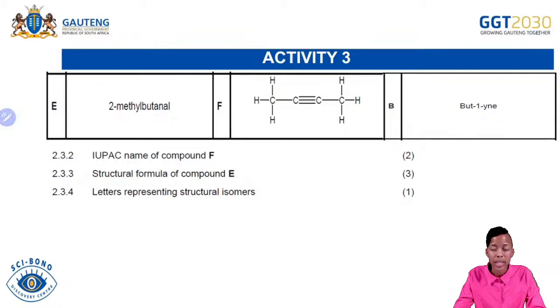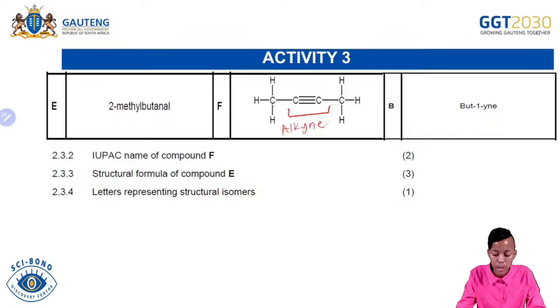You need to write down the IUPAC name of compound F. Before you write down the name of compound F, you need to identify the homologous series. So what is it that we can see there? We can see that we have a triple bond. Because we have a triple bond, this must be an alkyne. So what is the next step?